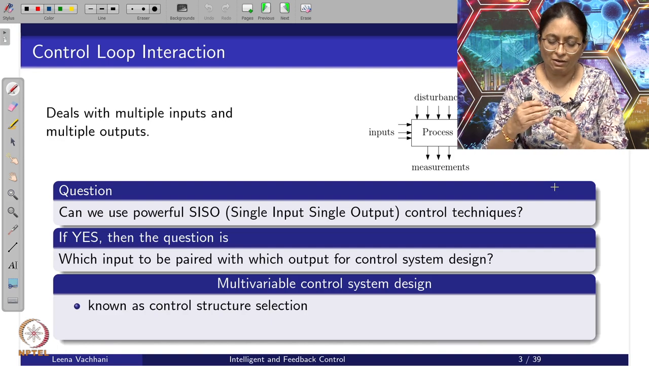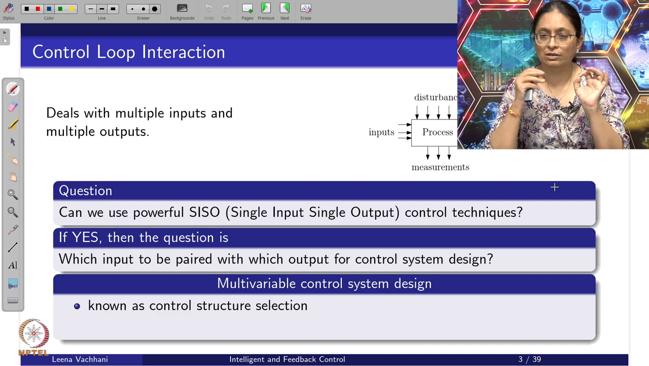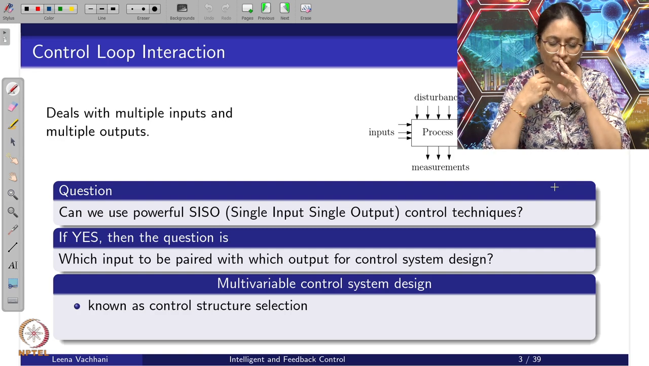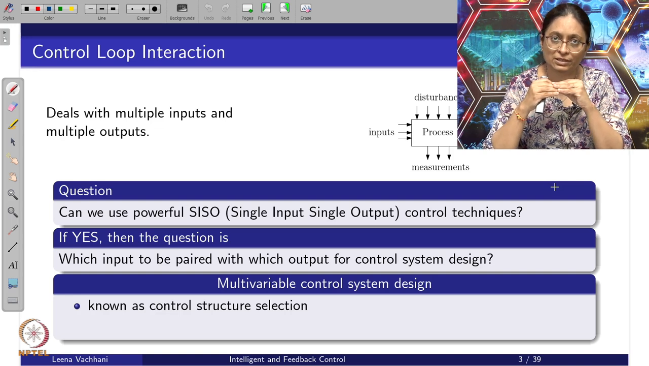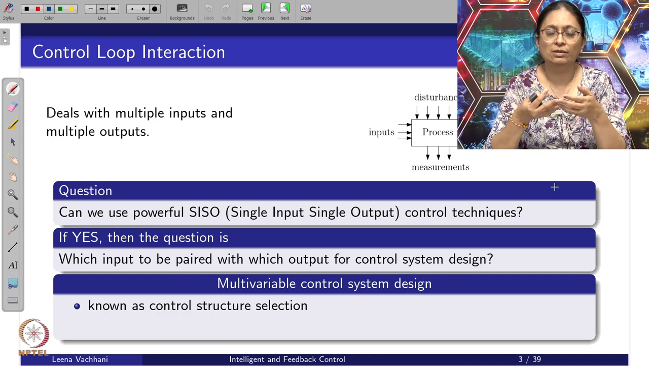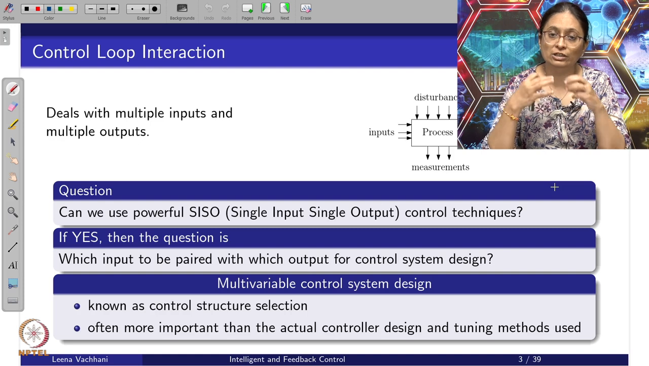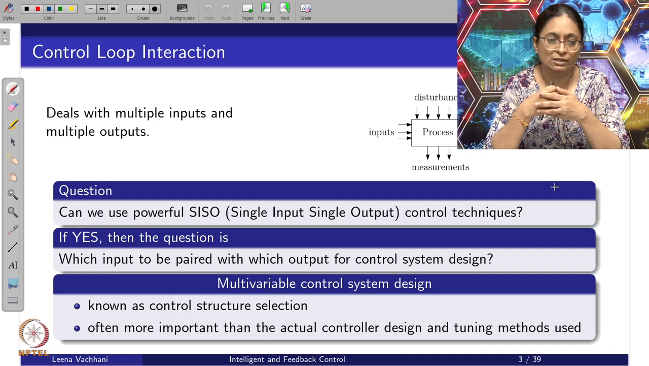All right. So the way we want to decompose is into multiple systems, and each system is having a single input and single output. But which input from this MIMO system is to be paired with which output is what we have to figure out. So if this multivariable control system design is to be considered, the underlying problem now becomes the control structure selection, meaning which input is affecting that particular output more significantly. More importantly, then the actual controller design and the tuning methods that need to be used for these multivariable SISO systems.